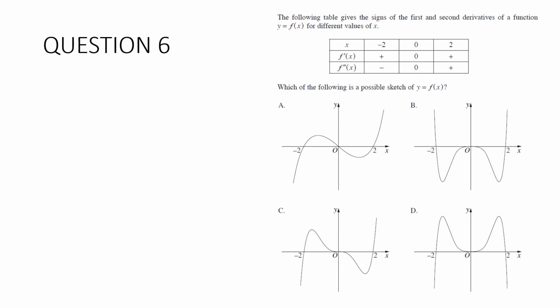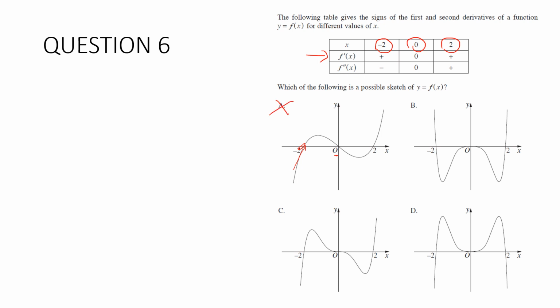Question 6. The following table gives the signs of the first and second derivatives of a function y equals f of x for different values of x. Which of the following is a possible sketch of y equals f of x? All right, so we've got values at negative 2, 0, and 2. Now remember, your first derivative is telling you whether the function is increasing, stationary, or decreasing. So let's see if we can eliminate some of these. So at -2, this function is increasing. At 0, it is decreasing. It's not stationary, so it's not A.